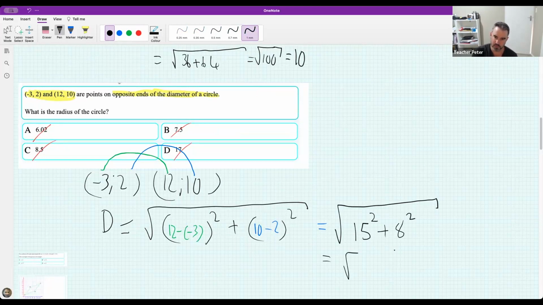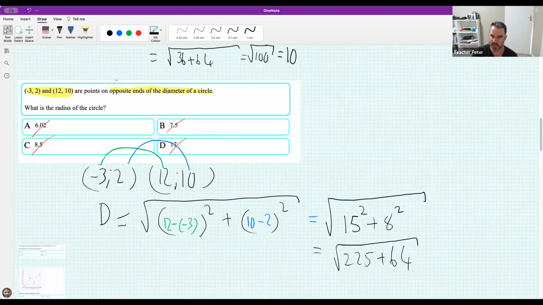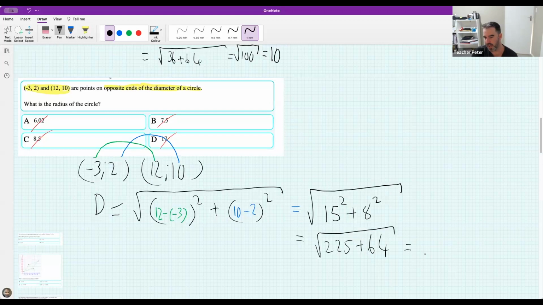I might need some help from those calculator ninjas out there. I think this is 225, and I think this is 64, which gives me 289, but that needs to be square rooted. What is the square root of 289? It is going to be what?